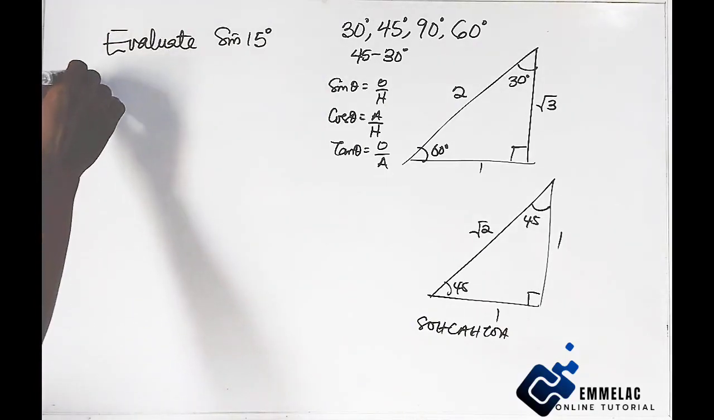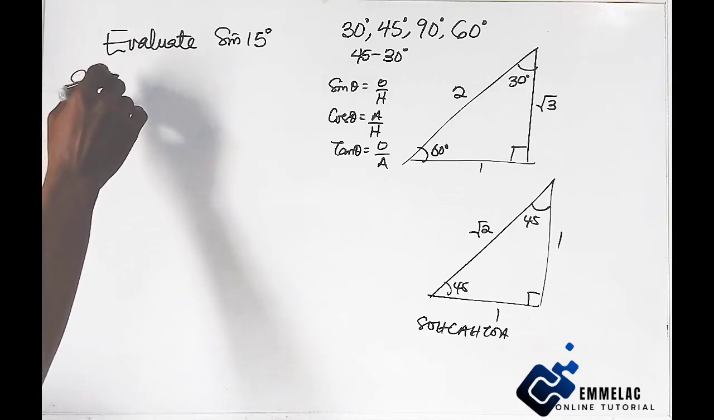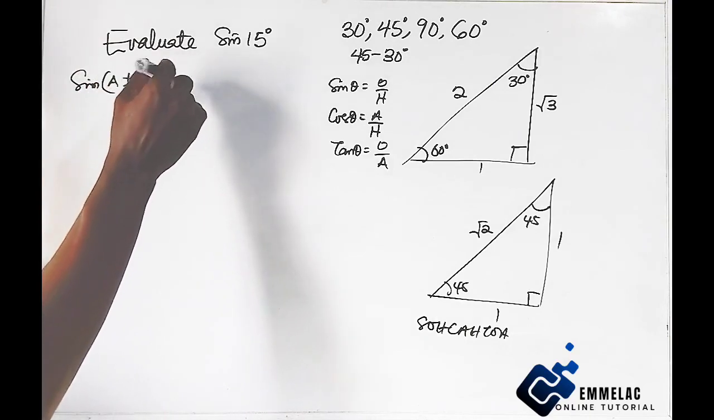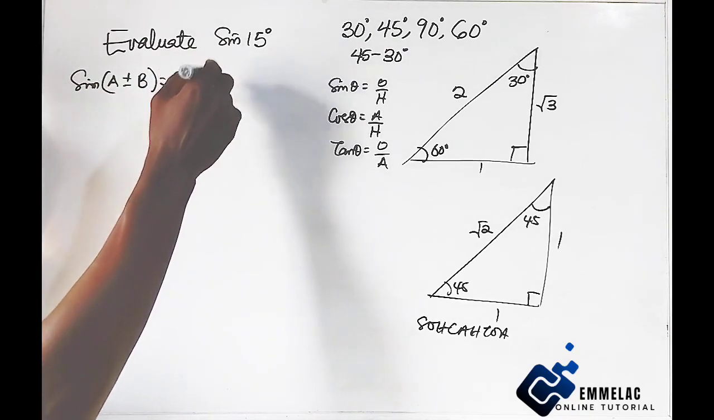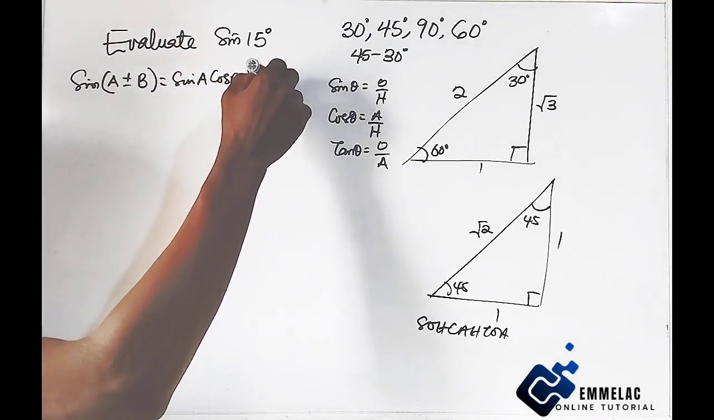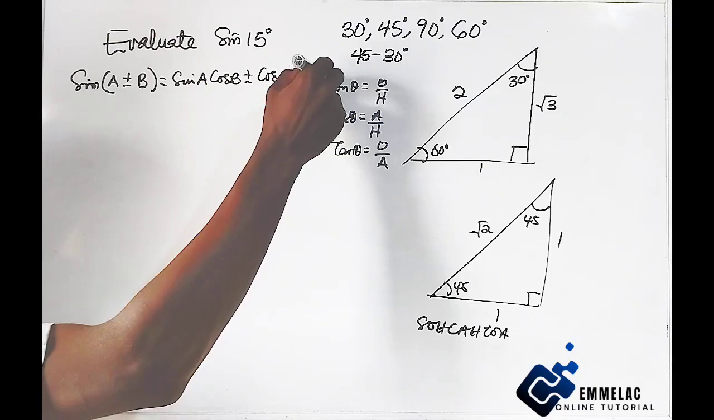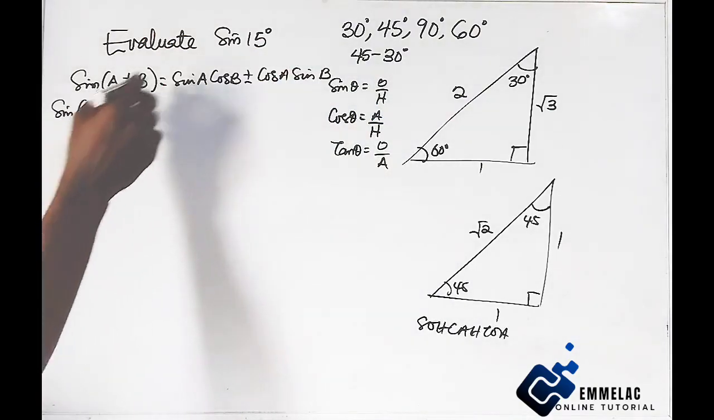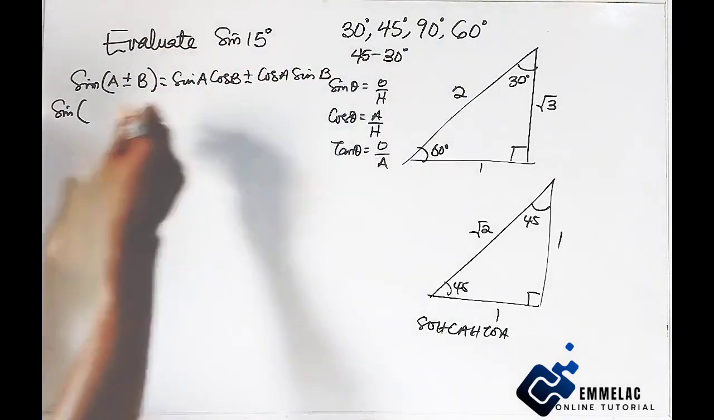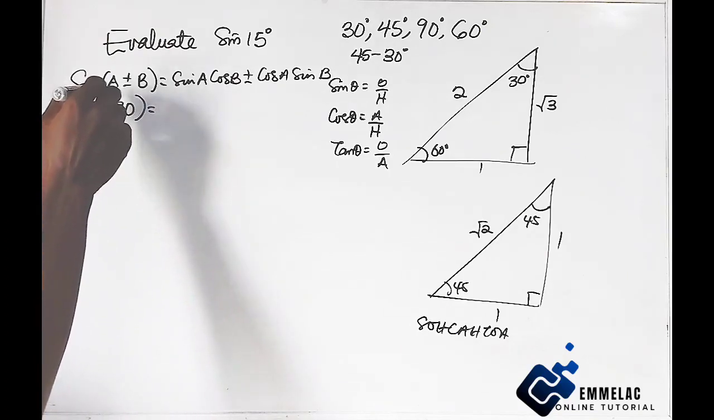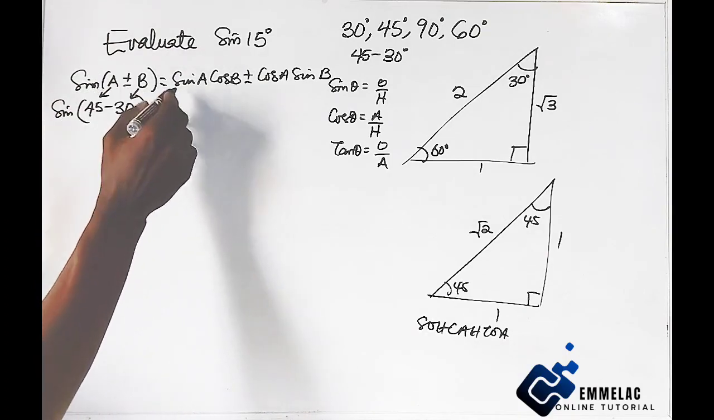Recall from the trigonometric identity that sine of a plus or minus b gives us sine a cos b plus or minus cos a sine b. For 15 we have 45 minus 30. This implies that wherever we see a, we replace it with 45, and wherever we see b, we replace it with 30 in this expression.